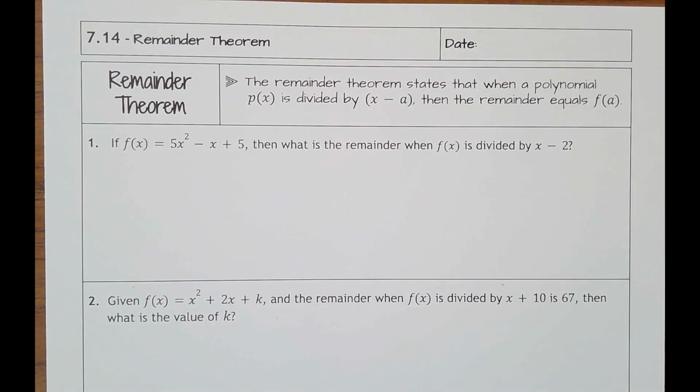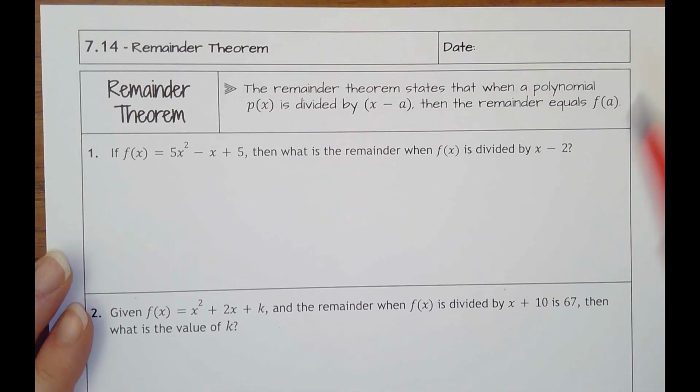7.14 is called Remainder Theorem. The Remainder Theorem in words states that when a polynomial, they sometimes call it p of x, I guess for polynomial, is divided by a factor, which looks like x plus or minus a number, then the remainder equals f of a. So this is the word definition of it. Let me show you how simple it is.